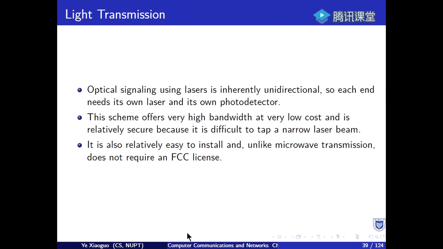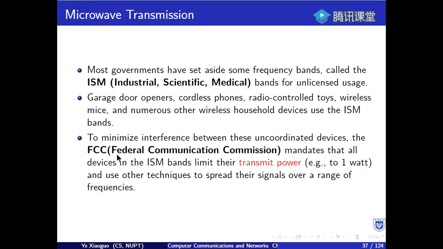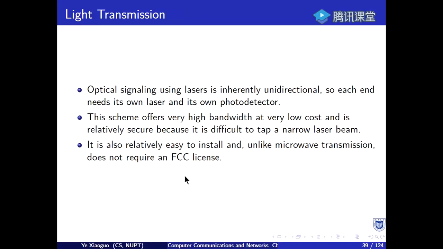Then, light transmission is a cool way of data communication. Optical signaling using lasers is inherently unidirectional, so each end needs its own laser and its own photodetector. This scheme offers very high bandwidth at very low cost and is relatively secure because it is difficult to tap a narrow laser beam. It's also relatively easy to install and, unlike microwave transmission, does not require an FCC license. FCC means Federal Communications Commission. So light transmission does not require an FCC license.